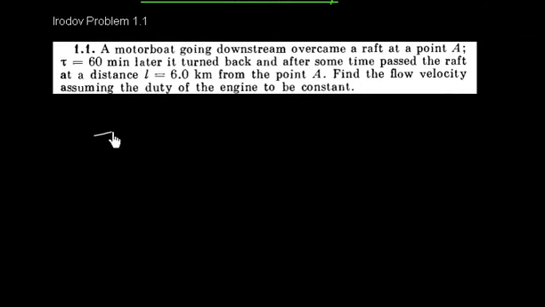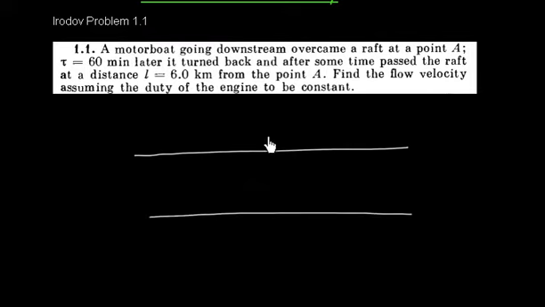So let us say this is the river. So I have a river here. So this is my river. And then let us say the river is flowing in this direction. So this is the direction of flow of the river, and the river is flowing with velocity u. So this is the velocity of the river.